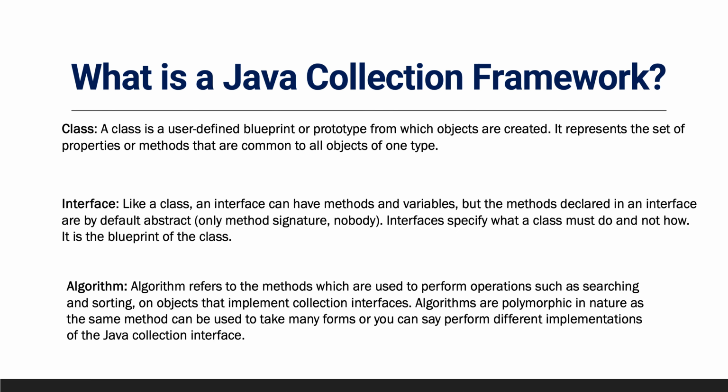Then what is the algorithm? An algorithm is nothing but a reference to the methods which are used to perform operations such as searching or sorting in a very efficient way. Basically, algorithms are pieces of code that perform the operation, and they are polymorphic in nature, meaning the same method can take many forms and perform different implementations of the Java collection interface.